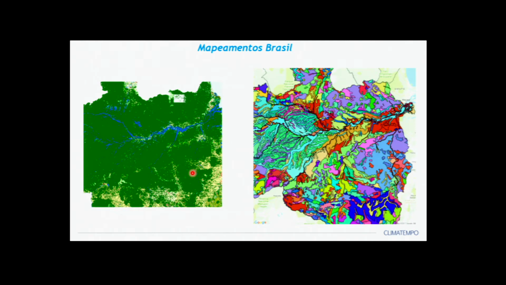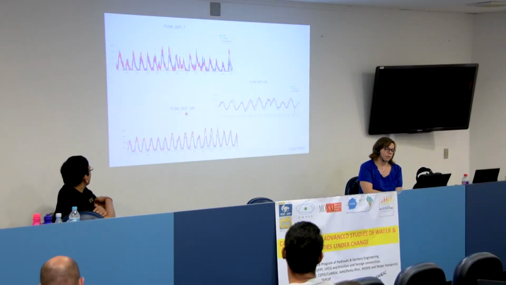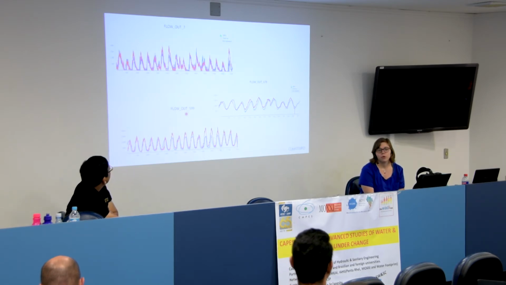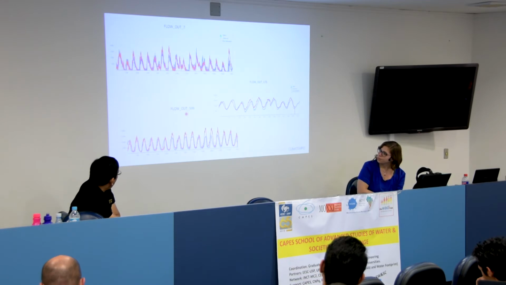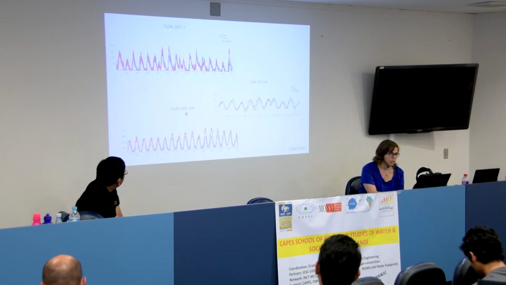Then we had the land use maps from Mapiomas, and also WWF has a land use map for the Amazon region upstream, so we used that too. And then we calibrated. We are still not all set with the results that we got, but we calibrated it and are still calibrating for a few of the watersheds, sub-basins that we have there. So these are some of the results for some of the outlets that we had in the Amazonian region.